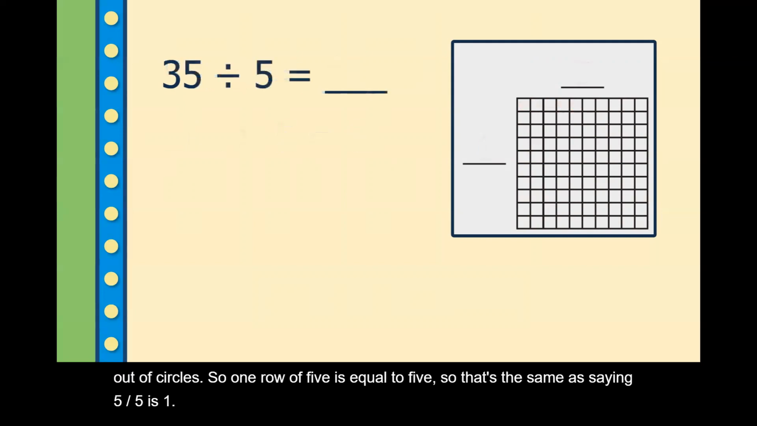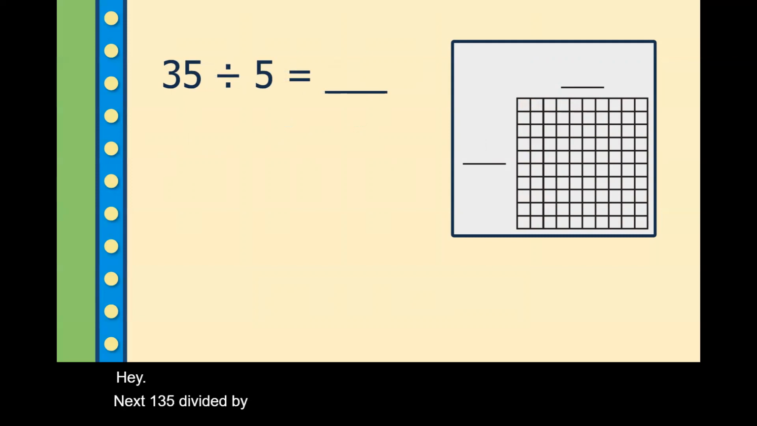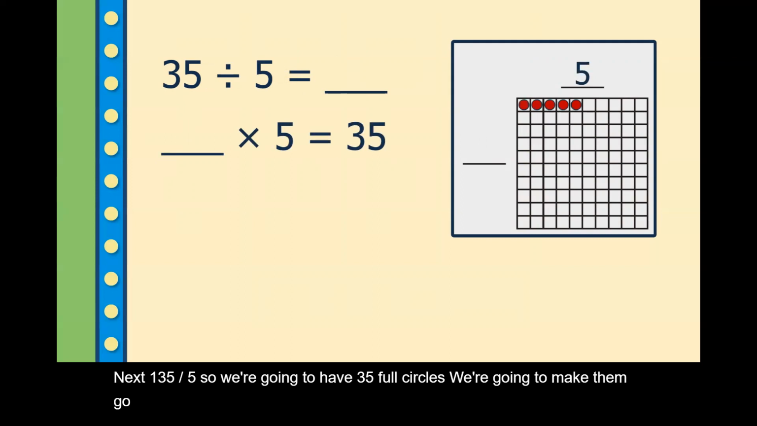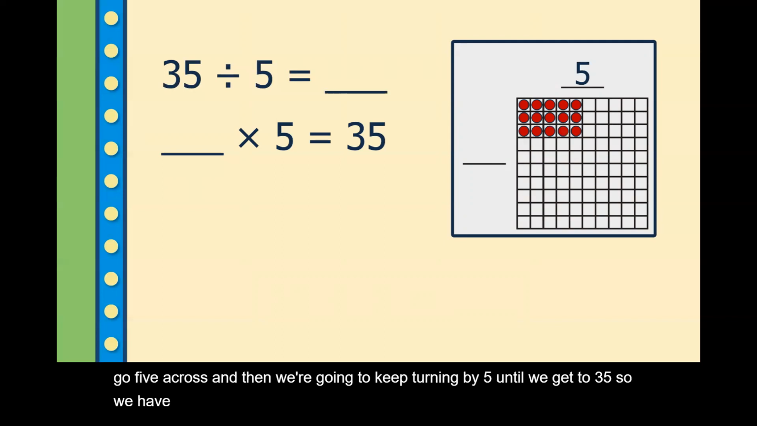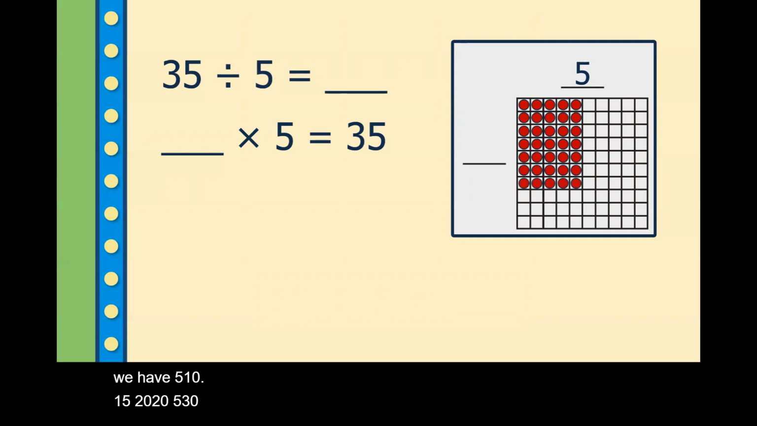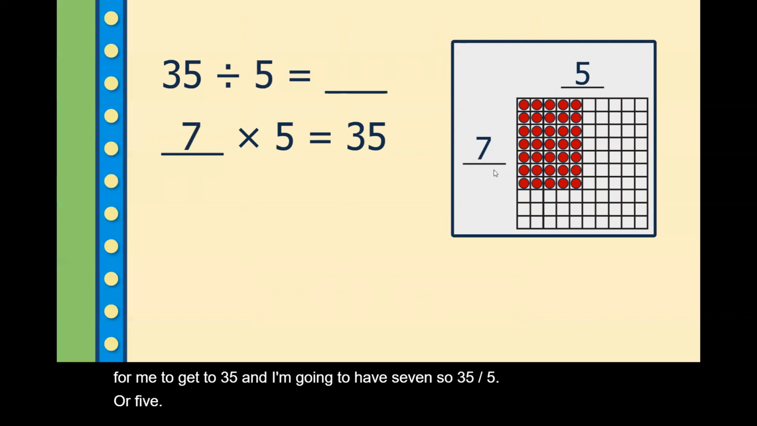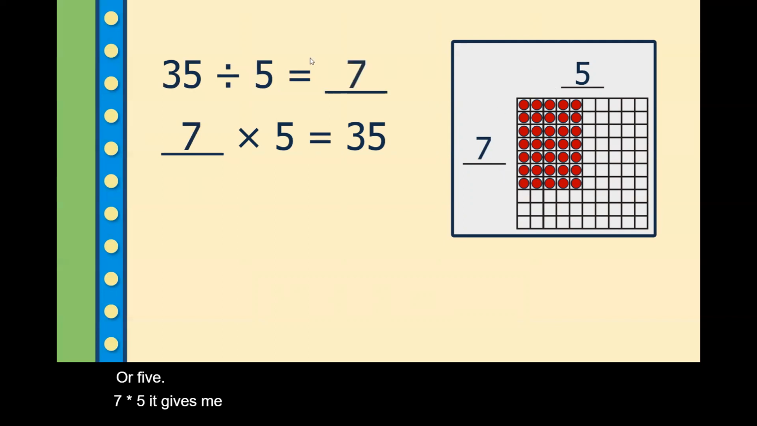Okay. Next one, 35 divided by 5. So we're going to have 35 full circles. We're going to make them go 5 across. And then we're going to keep counting by 5 until we get to 35. So we have 5, 10, 15, 20, 25, 30, and 35. And so now I'm going to count how many rows it took for me to get to 35. And I'm going to have 7. So 35 divided by 5, or 7 times 5, gives me 35. 35 divided by 5 in each row is 7 rows down, okay?